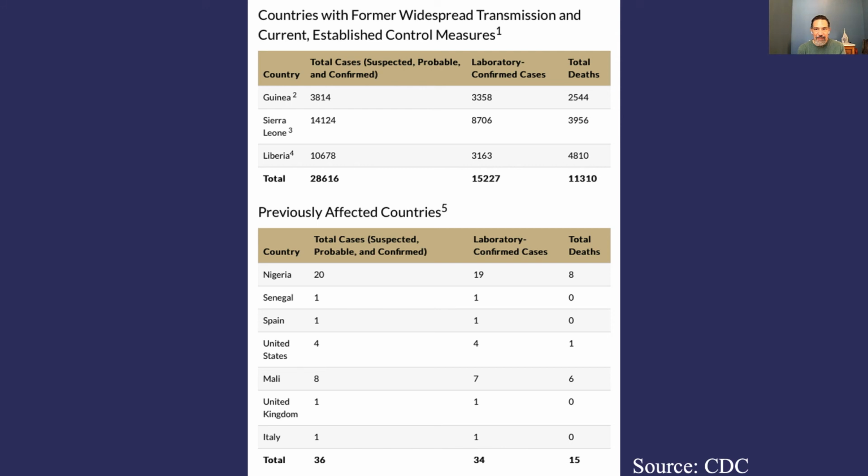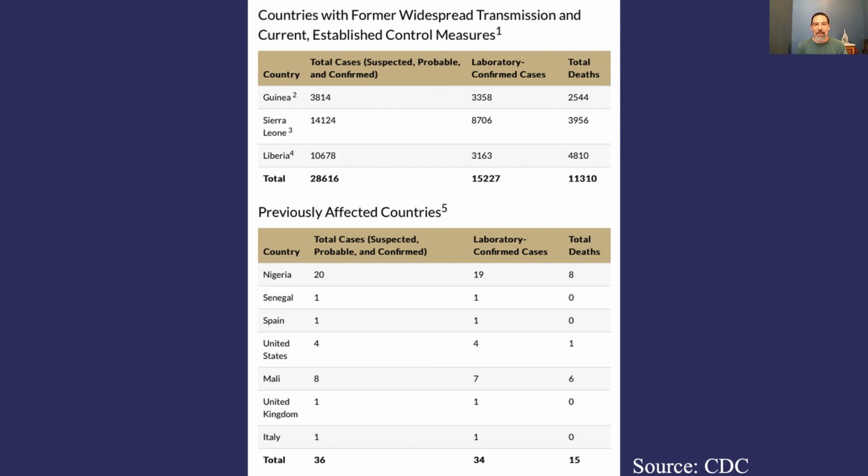At the end of the day, there were about 28,000 cases in the three largely affected countries in West Africa in the 2016 outbreak. About 15,000 of them were laboratory confirmed, and 11,000 of those cases resulted in death. And you can see here the small number of cases of Ebola virus in some of the other countries. Since 2016, there have been much smaller outbreaks, but nothing that has gotten to the level of spread that we saw in Guinea, Sierra Leone, and Liberia as part of that 2014 outbreak.